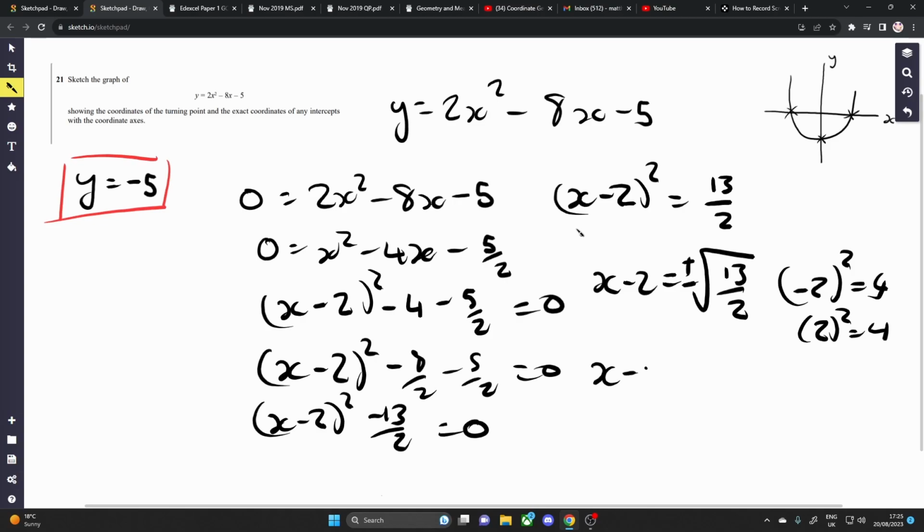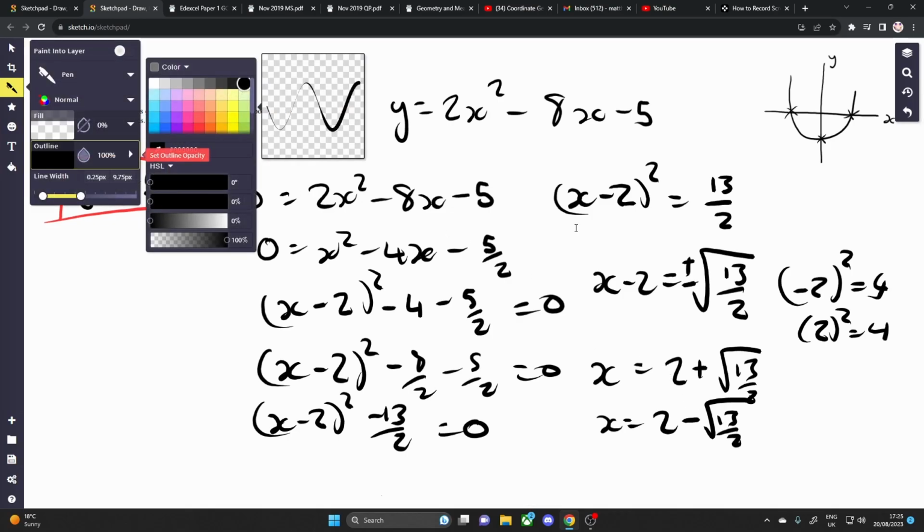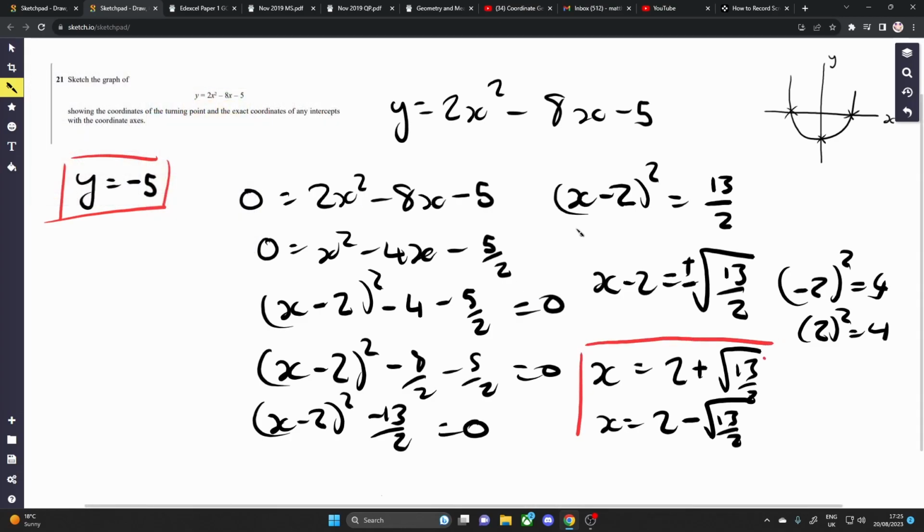So that means, sorry, I've written that again. x is equal to 2 plus the square root of 13 over 2, or x is equal to 2 minus the square root of 13 over 2. And those are our two values. I'm going to put that in a red box again. Those are our two values for x.